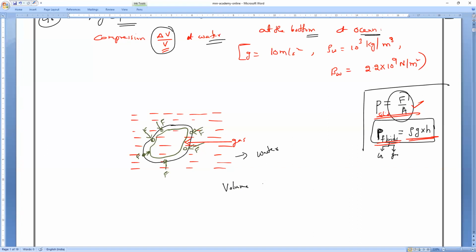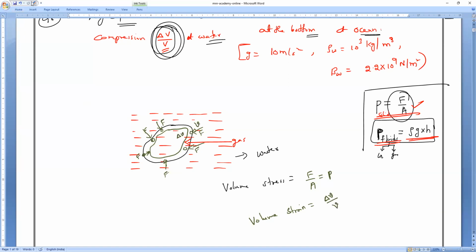Now they are asking about volume stress. Bulk modulus they have also given, and they're asking what is the compression? Delta V by V they are asking. So let us see how to find it. Volume stress is equal to, we all know that, force by area, which is equal to what? Pressure. And volume strain is equal to, can you tell me the formula? We have done it already. Volume strain is equal to delta V divided by V.